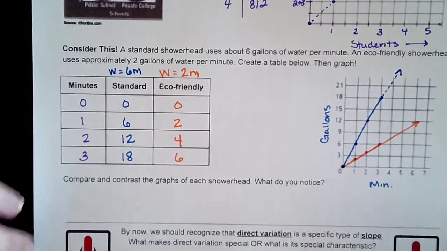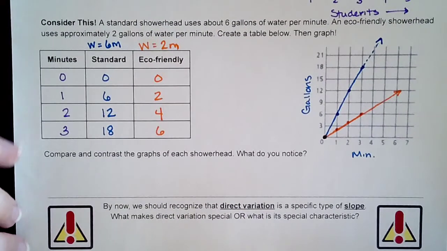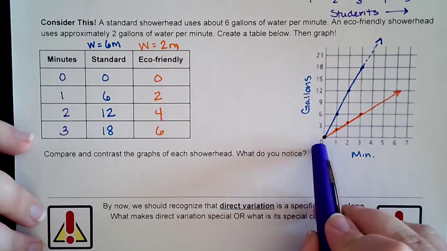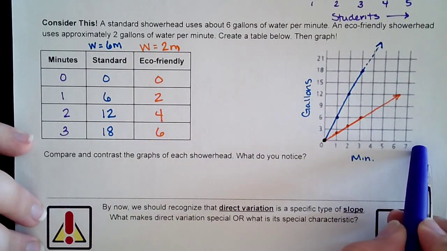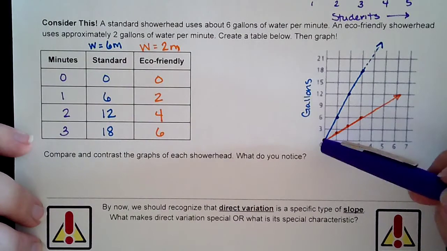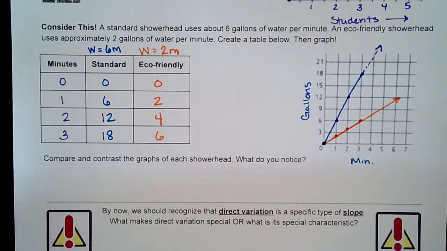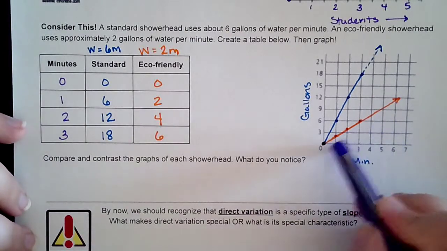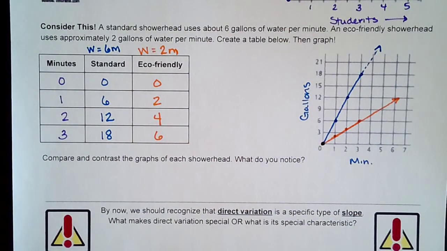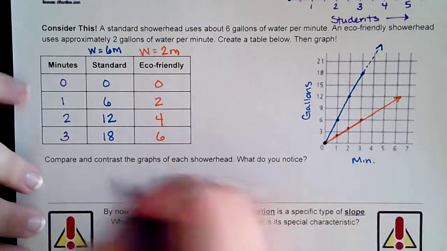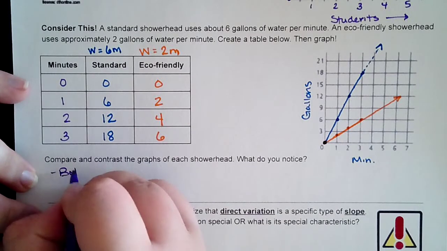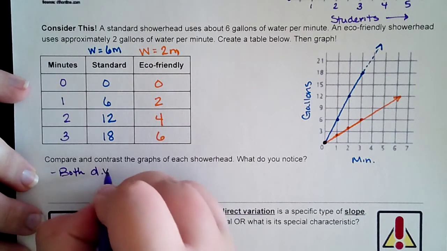So let's compare and contrast the graphs of each shower head. Are they both direct variation? Well, as X increases for the standard shower head, the gallons increases. That makes sense. The longer you're in a shower, the more water you're going to use. It makes sense then that the eco-friendly is also a direct variation graph. So compare, they're both direct variation.